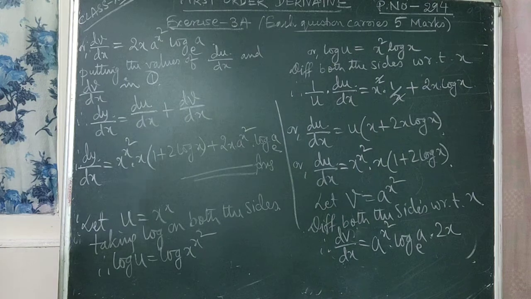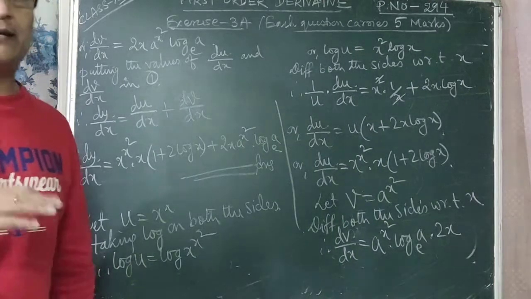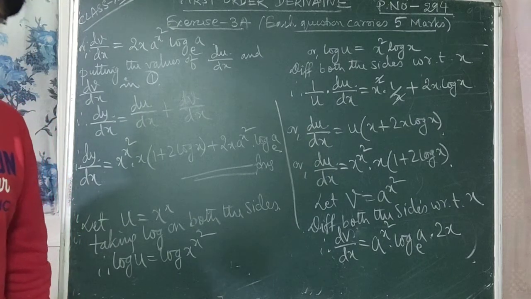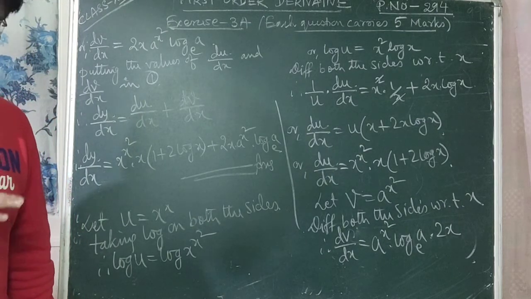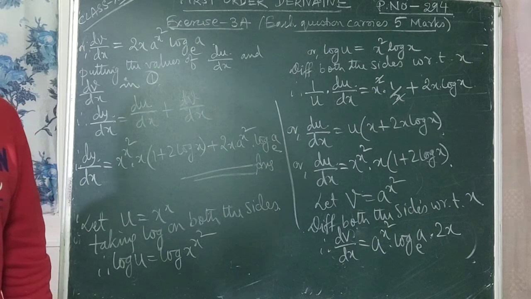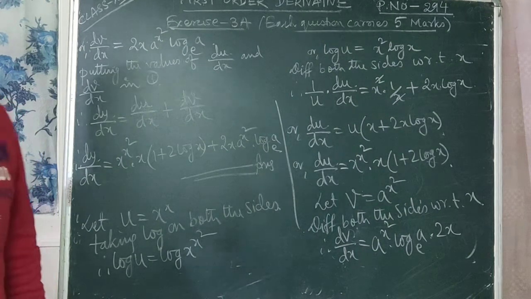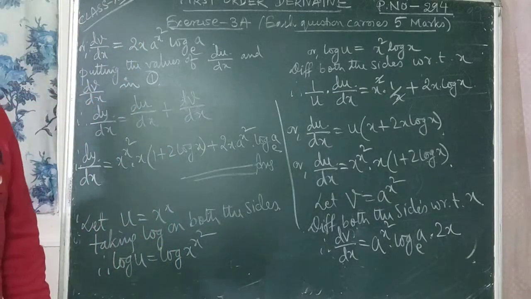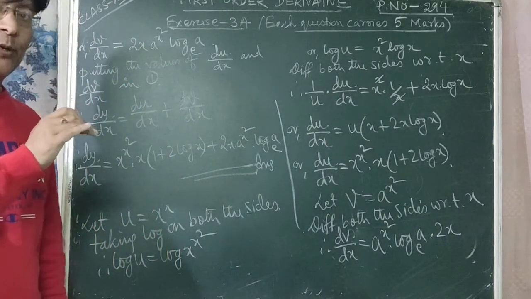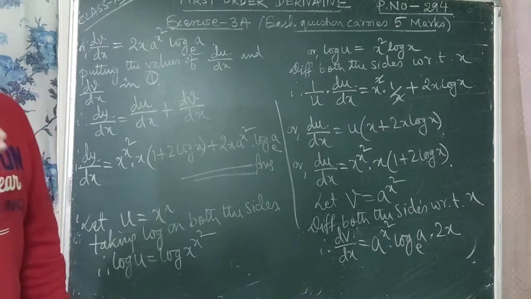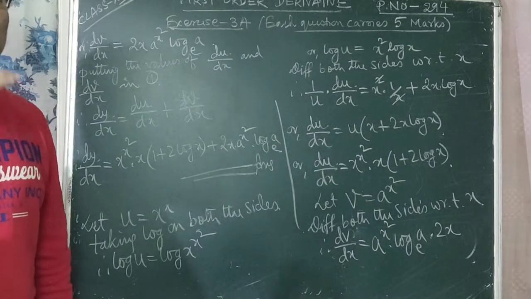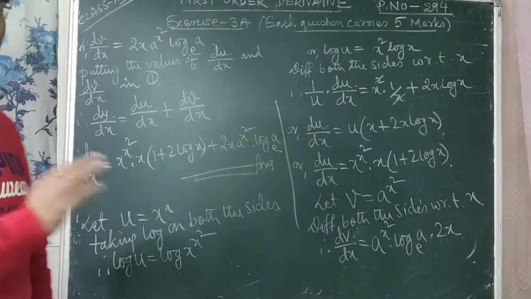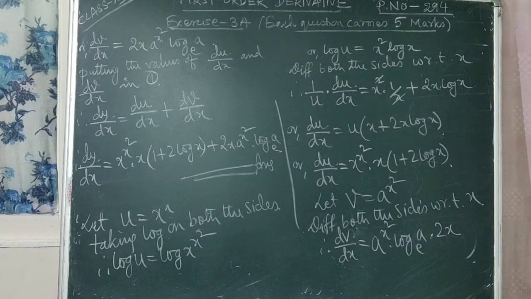So in this case, in this particular problem, you cannot take directly log on both the sides. First of all, you have to assume let y is equal to u plus v, or let y is equal to u minus v. Then differentiate it, dy by dx is equal to du by dx plus dv by dx. Then you have to get the individual values of du by dx and dv by dx, so that you can put the value of du by dx and dv by dx in that equation, that is dy by dx is equal to du by dx plus dv by dx, to get the value for dy by dx. Is that understood now? So now we'll do the next question.